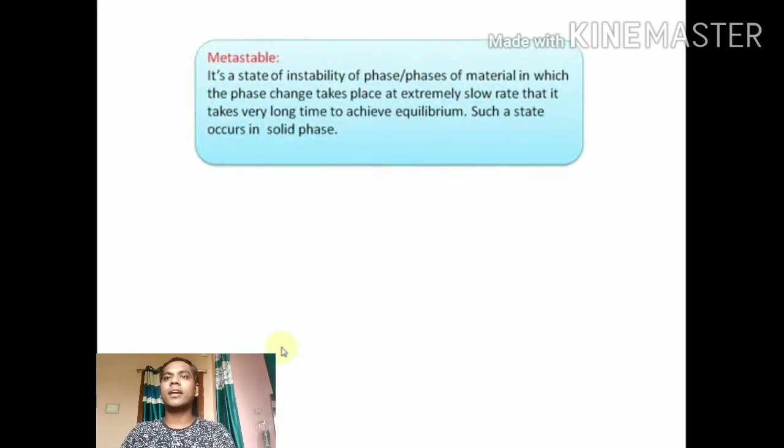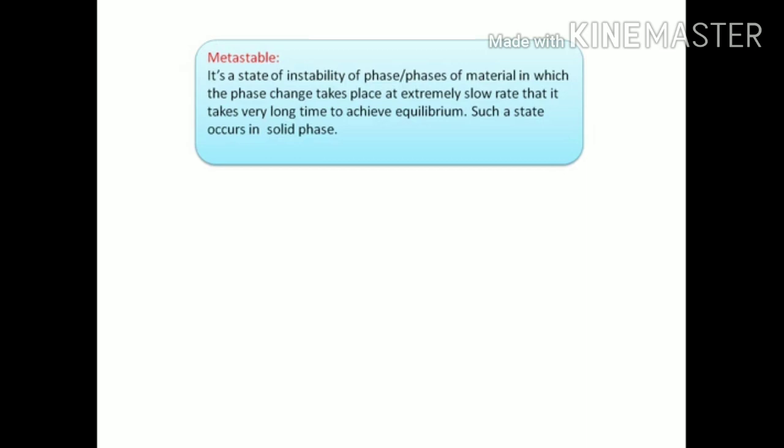Metastable. It is a state of instability of phase of material in which the phase change takes place at such an extremely slow rate that it takes a very long time to achieve equilibrium. Such a state occurs in solid phase.